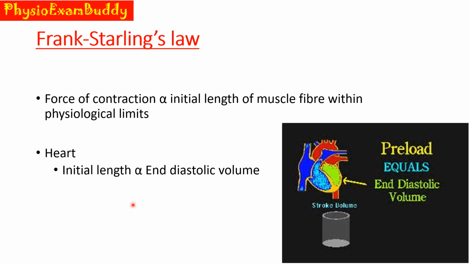Before going to see in detail about the preload, we have to first write about the Frank-Starling's law or Starling's law of heart. The law states that the force of contraction is directly proportional to the initial length of the muscle fiber within physiological limits. So, in case of heart, the initial length is directly proportional to the end diastolic volume. So, preload is normally equal to the end diastolic volume. So, any factor which increases the end diastolic volume will increase the preload and thereby the stroke volume and thereby the cardiac output.